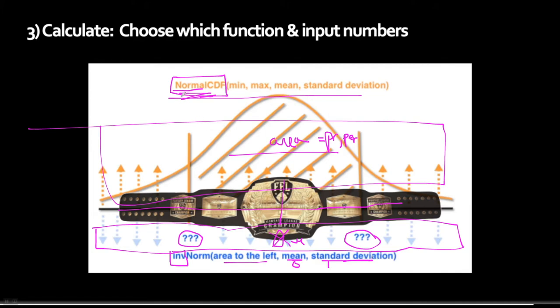The same would be true of normal CDF. If you labeled z-scores on here instead, you would just do the minimum z-score and the maximum z-score, and then the mean and standard deviation of your z-scores would be put in here. But if you're using data values instead of z-scores, then be sure to put in the real mean and the real standard deviation. So basically what I'm saying is all this stuff has to match up. We'll do some examples.